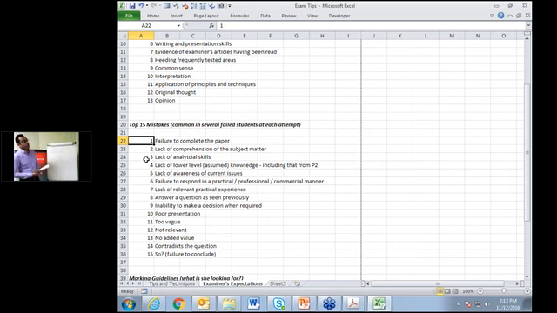Lack of lower level assumed knowledge, including that from P2. So there was some P2 knowledge required as well, but not for part B, in fact for part C and D. Lack of awareness of current issues, not relevant over here, but however, failure to respond in a practical, professional, commercial manner. This is something that is really important.